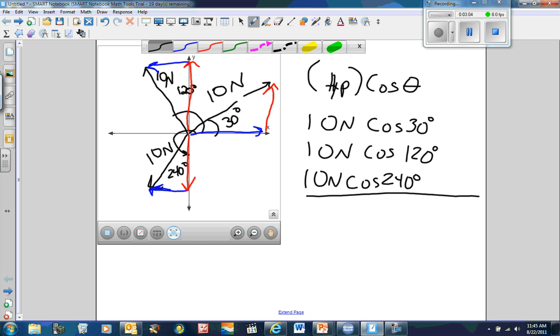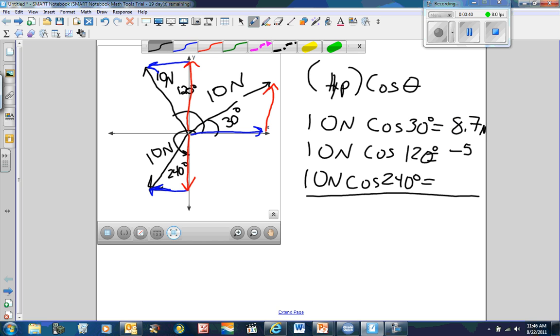And that's going to be all of our x values. All right? And if I do that, I'm going to get my calculator here. Let's see, 10 cosine of 30 gives me 8.7. We'll just say two significant figures. 8.7. And then I say 10 cosine of 120, and I get negative 5.